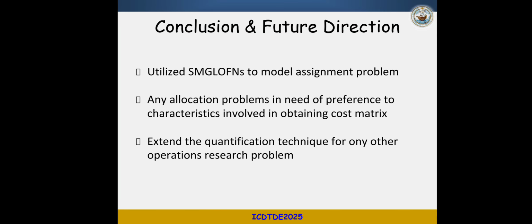In conclusion, we have utilized the soft MGLOFNs to model the assignment problem where the cost matrix has the relations between the characteristics as well as the impreciseness. But we can extend this to any allocation problems wherever there is a need for such preferences in obtaining the cost matrix, and we can also extend it to other operations research problems in the near future.